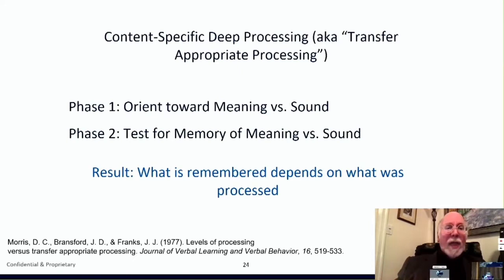That is, what they remember depends on what was processed. So if in the beginning they were asked to process sound, they're going to remember sound better than meaning. If in the beginning, phase one, they were asked to process meaning, they remember meaning better than sound. So it's not that meaning in general is better than sound. It's really what you focus on and process. What is remembered depends on what is processed. That's critical.